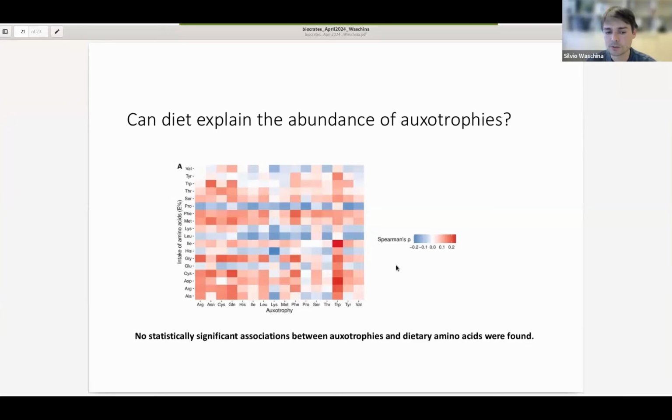Here, the hypothesis was that if there is a large intake of a certain amino acid, then we would also see more of the auxotrophs in the gut microbiome. But to our surprise, we did not see any statistically significant correlation here, which could of course be due to a lack of power or a lack of accuracy of these dietary questionnaires. But this data at least did not give us any evidence that diet is a contributor to the distribution of auxotrophs in the human gut microbiome.